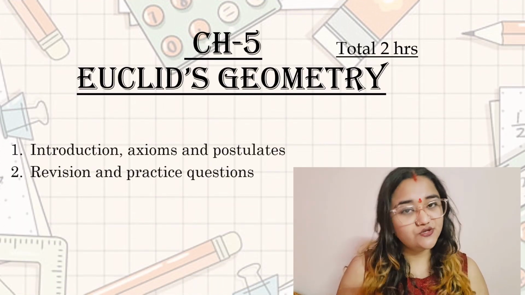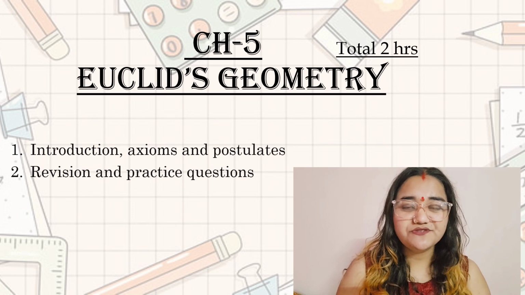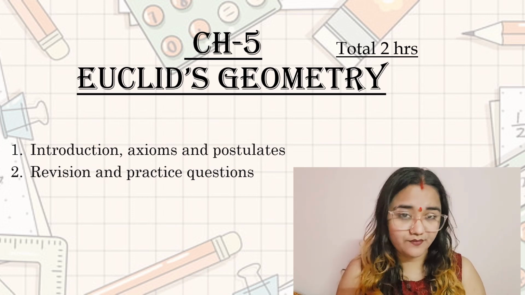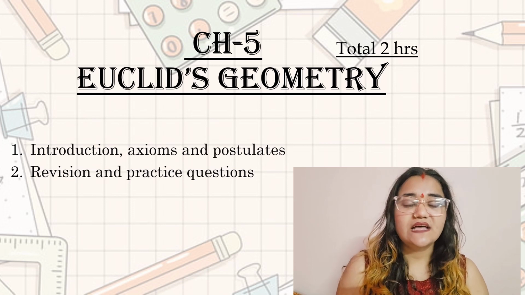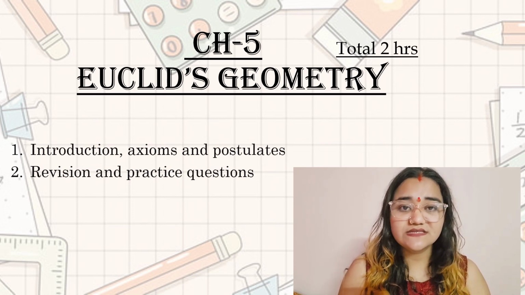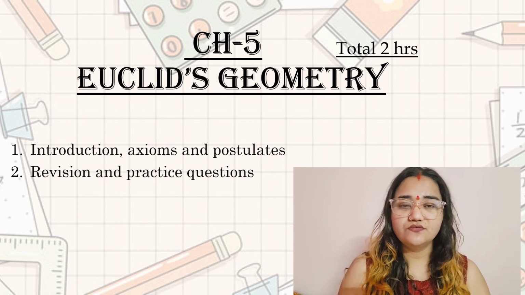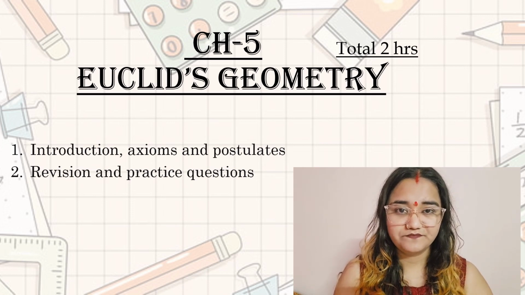Chapter number 5 is Euclid's geometry. So Euclid's geometry, as the word suggests, is based on geometry, but it is a theoretical approach towards the geometry. So it has various axioms, postulates given by Euclid, who was a mathematician. So it will take us around only 2 hours.